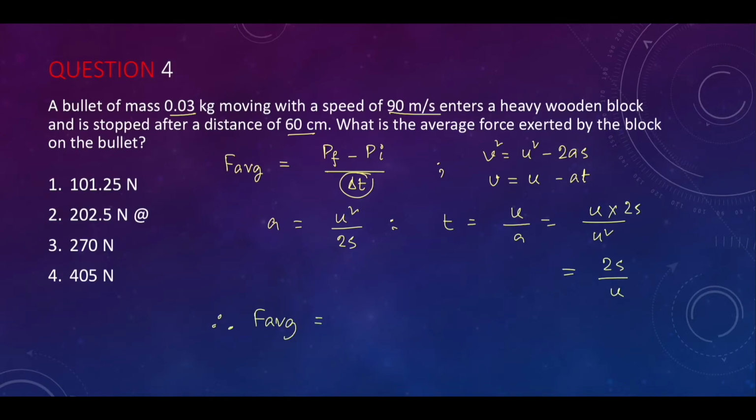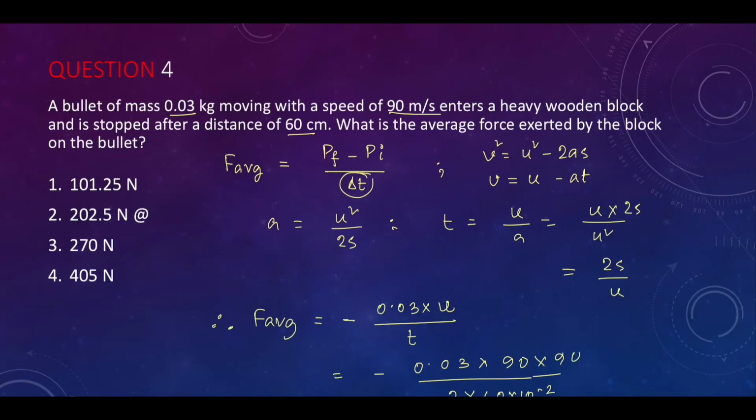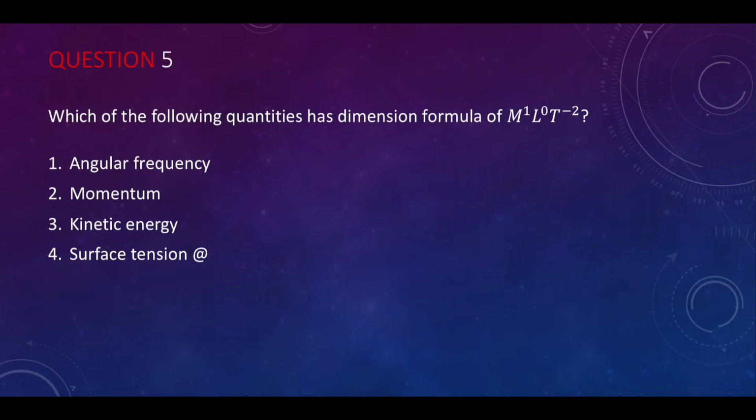The average force is the magnitude of the change in momentum, 0.03 into u, divided by t, which is 0.03 into 90 divided by 2 into 60 into 10 to the power minus 2 into 90. The answer is 202.5 Newton.